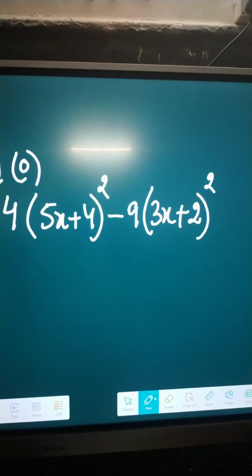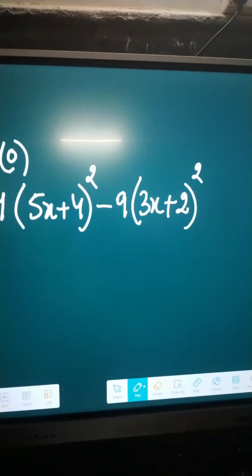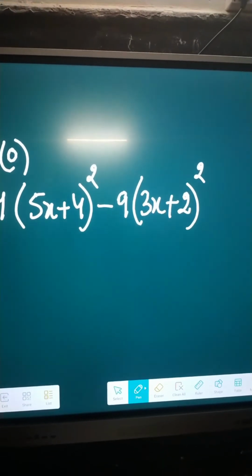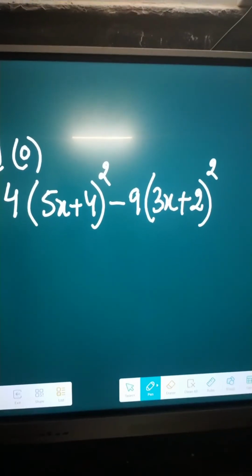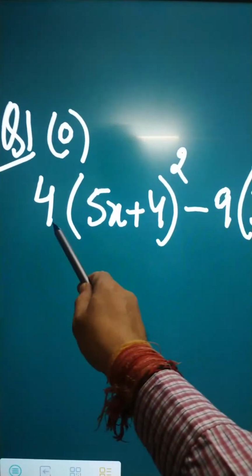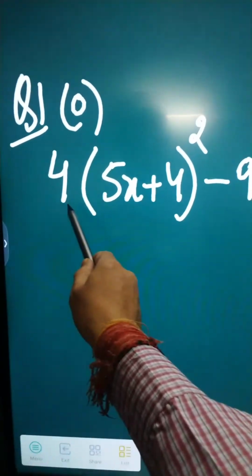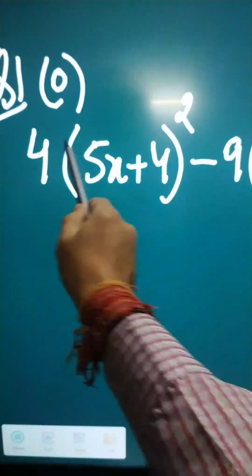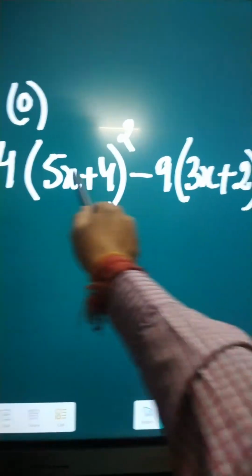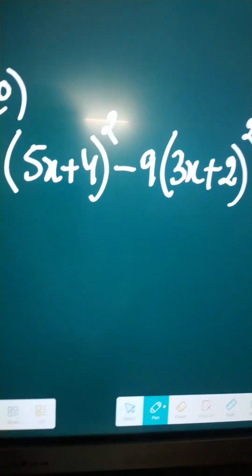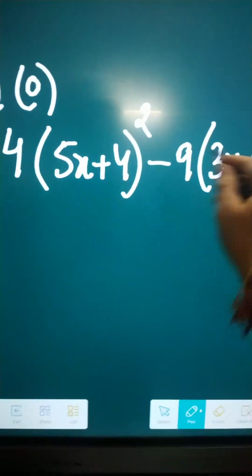4 times (5x plus 4) square minus 9 times (3x plus 2) square. Again we will check by taking common. So what is common between them? There are two terms: the first term is a product, so this is one term, and this is the second term. In the first term and in the second term, 4 and 9 have no HCF, and this bracket is also not the same.